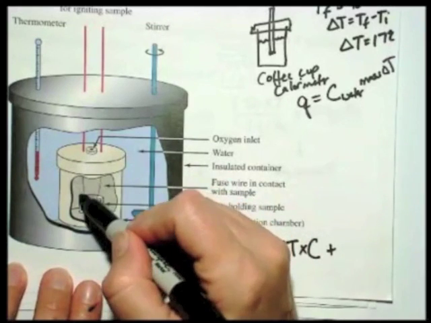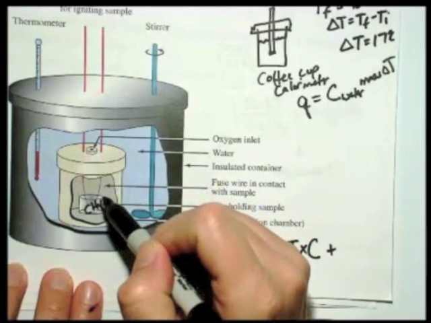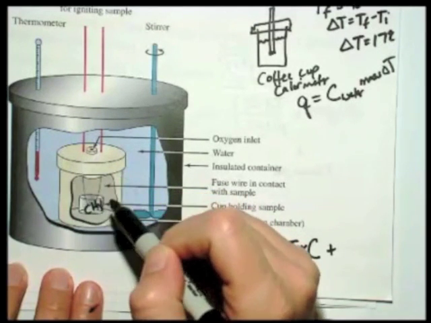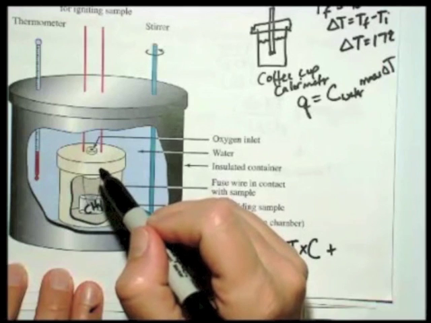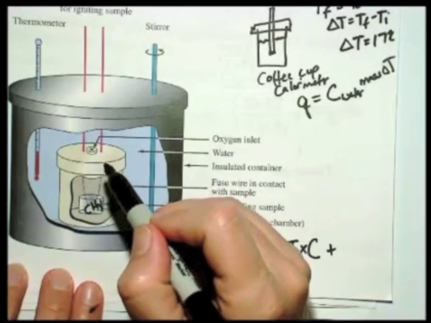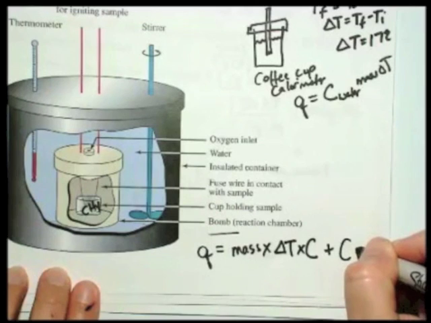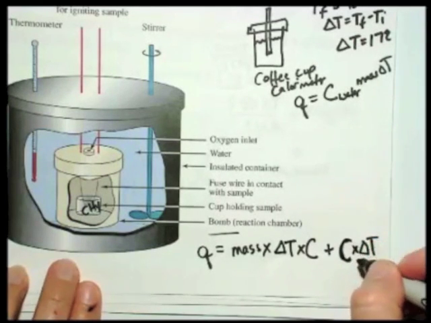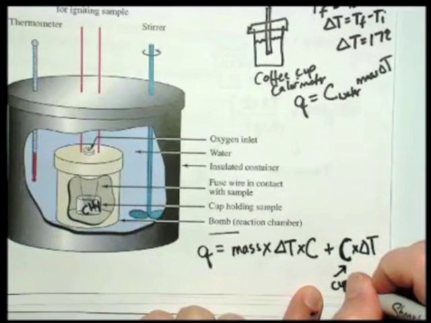And normally the bomb itself will be calibrated, and it will have what's called a calorimeter constant, and it will account for all the different materials that are in this device. So rather than the heat capacity of the device, it's called the calorimeter constant, and that's just C times the change in temperature. Within this constant is the mass of the whole thing and the heat capacity of it. So it'd just be C. This C is the calorimeter constant.